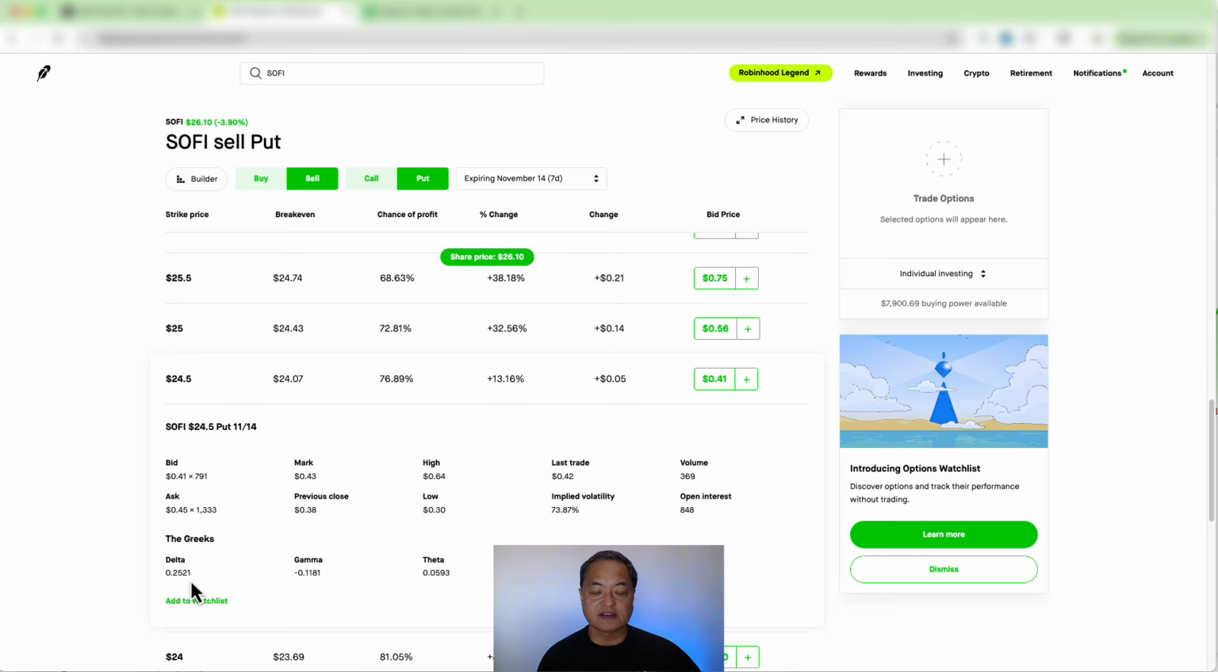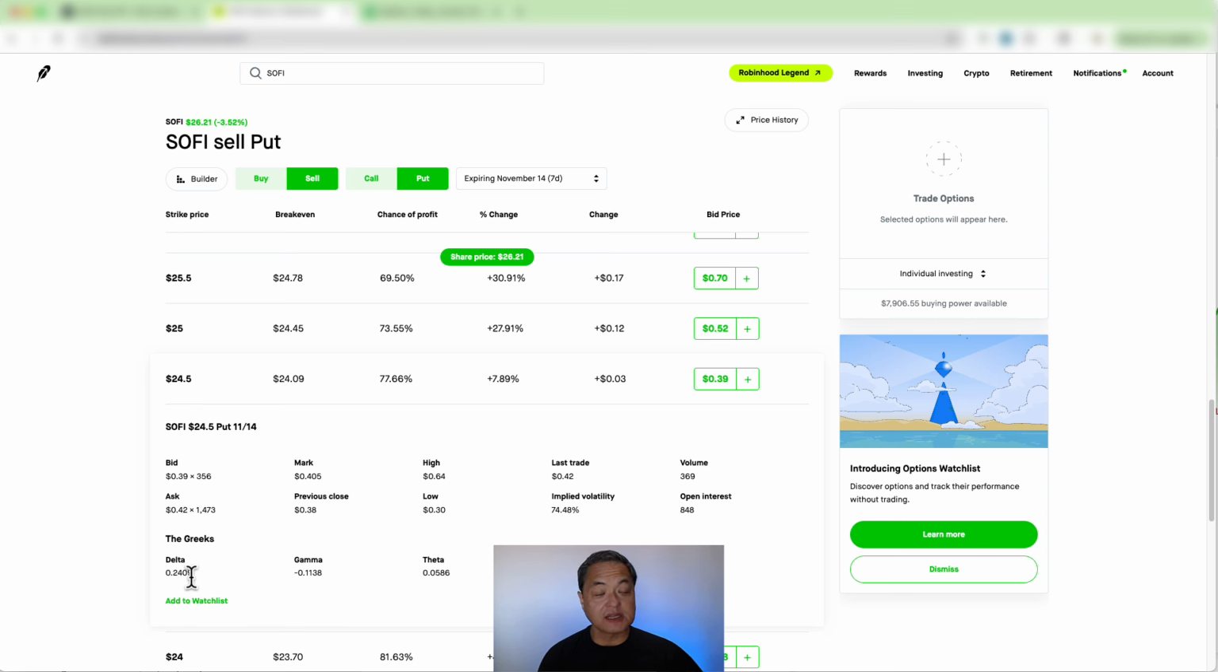We could see a delta of 0.25. There's still plenty of interest. The last trade was at 42 cents per share as the premium, and the delta being at roughly 0.25 tells you there's a 25% chance that the stock price will actually dip down low enough to either reach this strike price or below, in which case the option shares will get assigned to me.